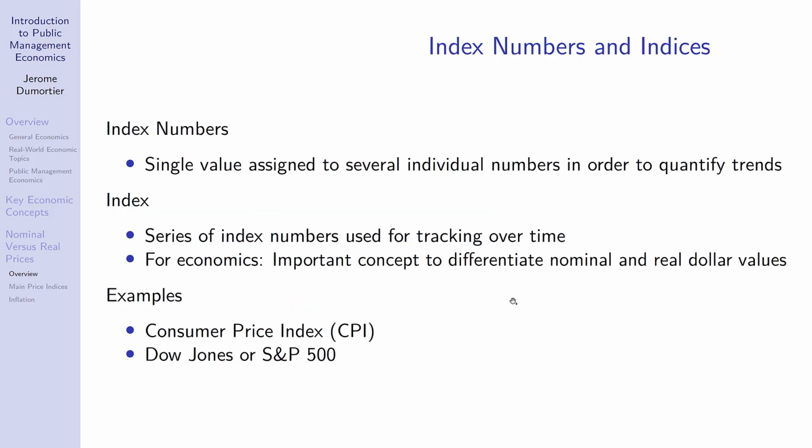Now, let us start with index numbers and indices before we talk about inflation and various price indices. An index number condenses multiple values into one figure to track trends. A series of index numbers over time forms an index. Those are crucial in economics to distinguish nominal from real values. Familiar examples are the Consumer Price Index, more on that soon, the Dow Jones Index, or the S&P 500, with the latter two being stock market indices.